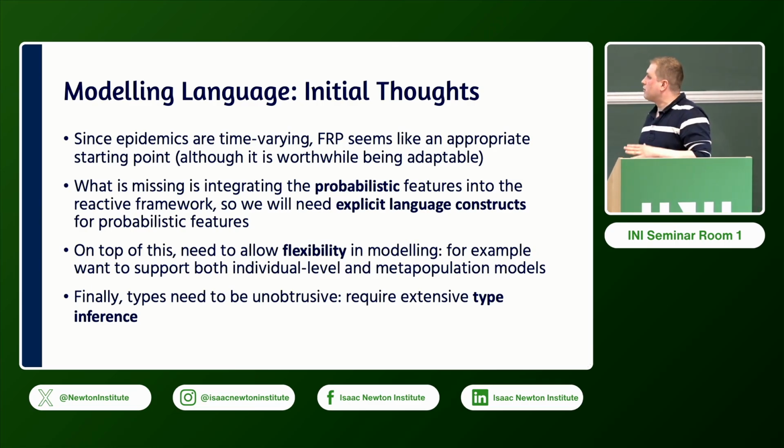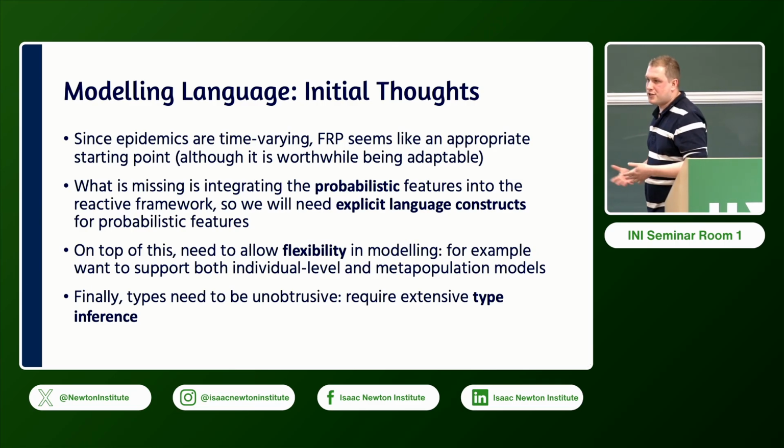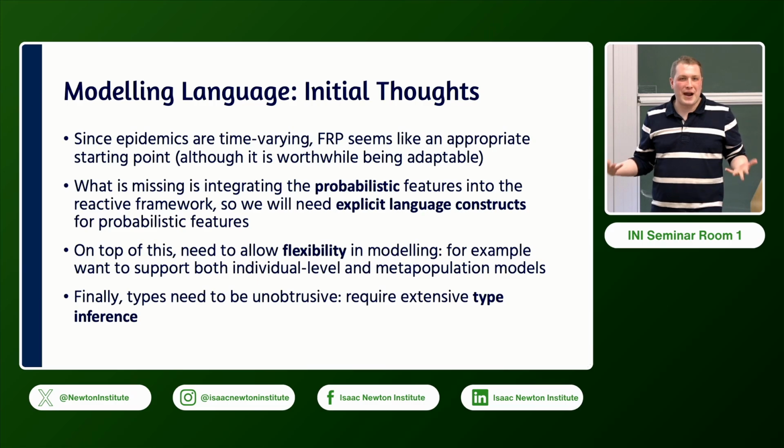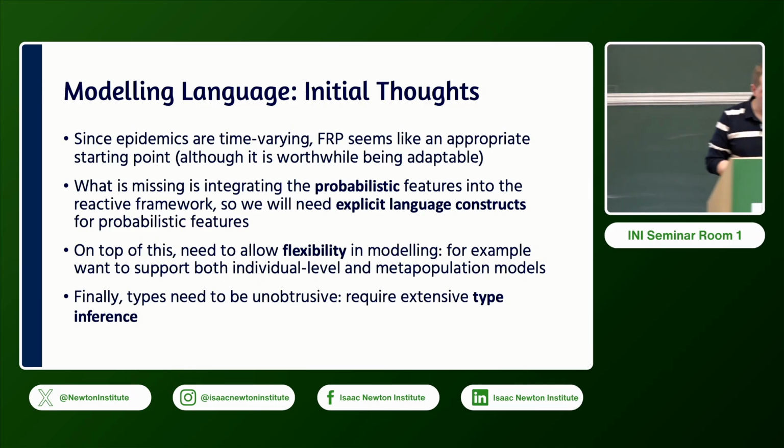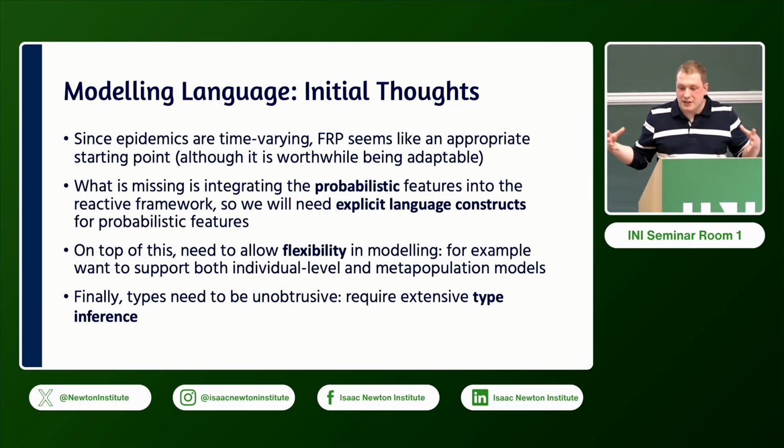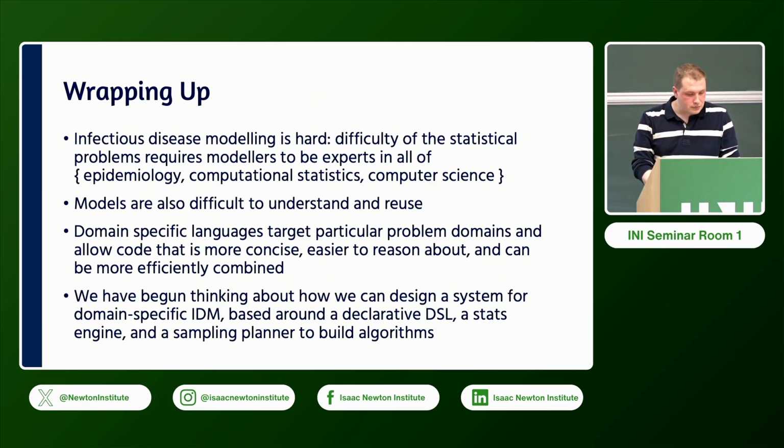On top of this, people will develop all of these different ways of doing modeling. So as well as being domain specific, we still need to allow flexibility in that modeling to allow people to write things which are expressive enough. And finally, we want our type system to be unobtrusive. So really, extensive type inference is crucial.